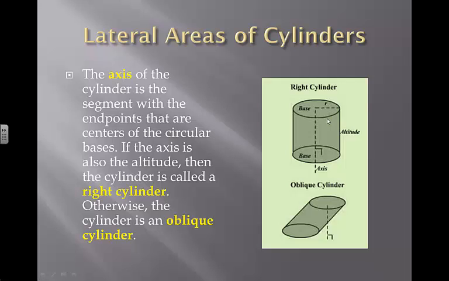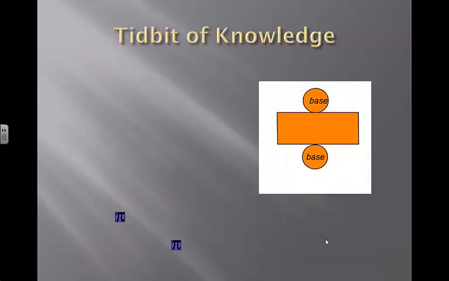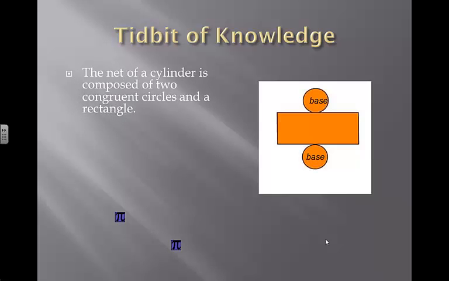That means if the altitude goes straight from one base to the other and forms 90 degrees, then it's a right cylinder. If it doesn't, see how this kind of leans this way and the height is really from down here, then that's an oblique cylinder. The net is what you get if I took a cylinder and folded everything out. It's composed of 2 congruent circles and a rectangle.